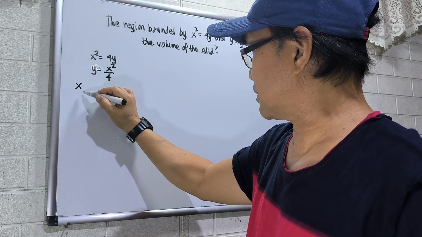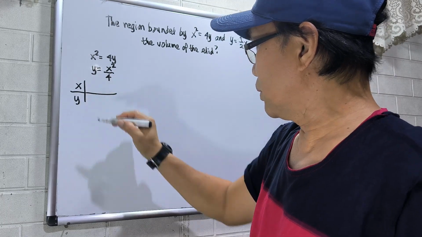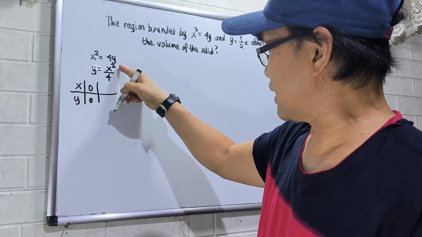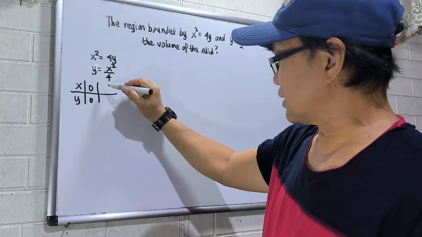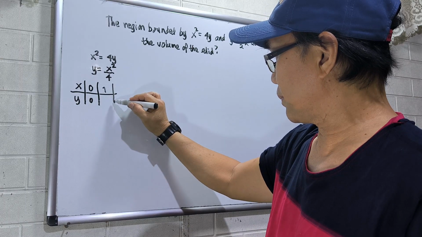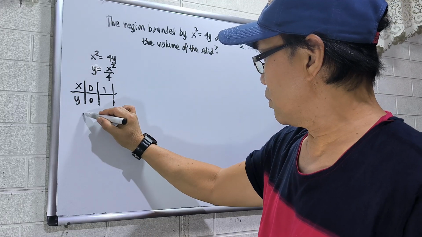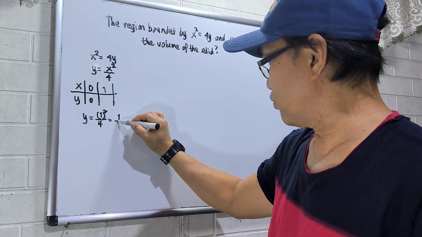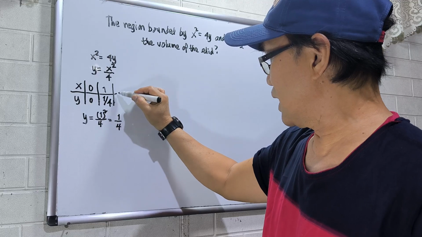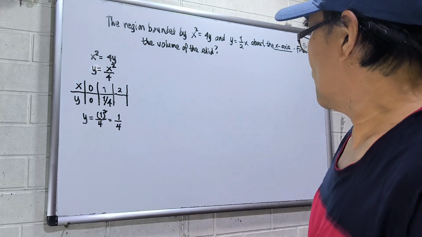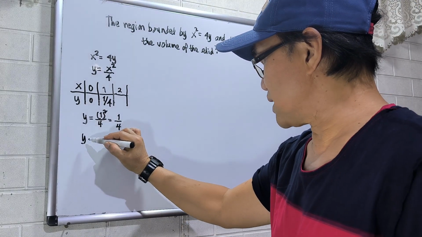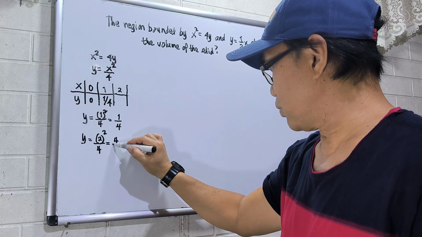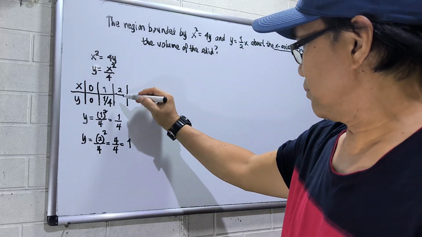Okay? So I will tabulate x and y. When x equals 0, of course y will be 0, because 0 squared divided by 4 is 0. Then what if x equals 1? So y equals 1 squared over 4, so this will be 1 over 4. How about if x equals 2? y is equal to 2 squared over 4, so this will be 4 over 4, so this will be 1. Okay?